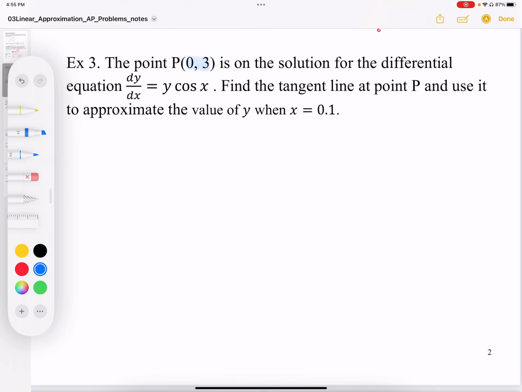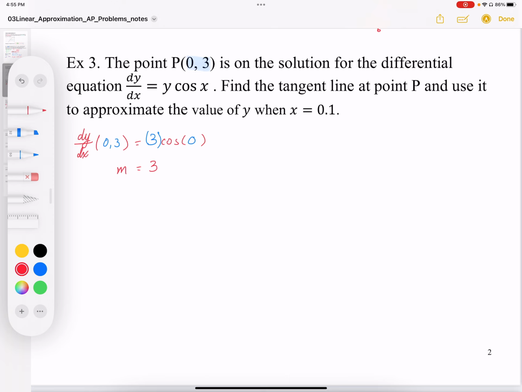So for our linear equation, we need a point. We also need a slope. So I'm going to calculate my slope, and I'm going to use my dy/dx equation to calculate slope. So dy/dx, when x is 0, y is 3, I can plug it into that equation, so I get 3 cosine of 0. So I get 3 for y times cosine of 0. Cosine of 0 is equal to 1. So I get a slope value that is equal to 3.